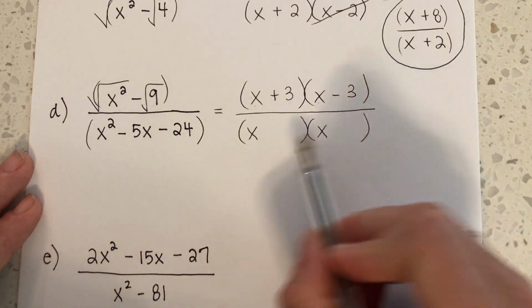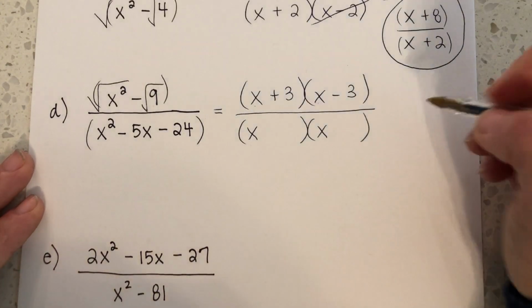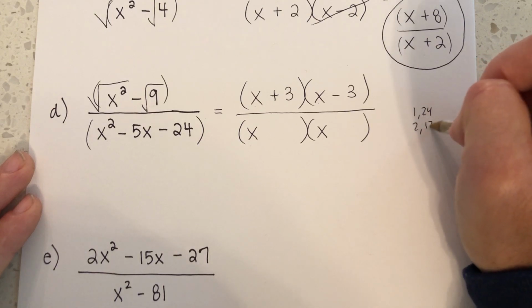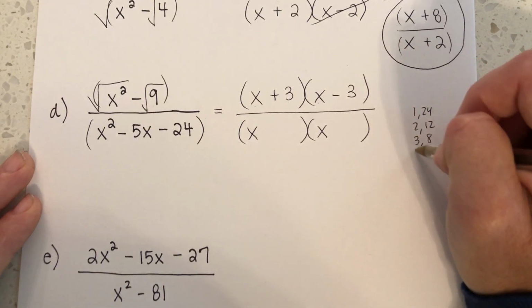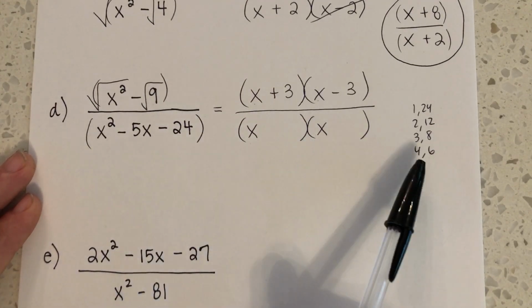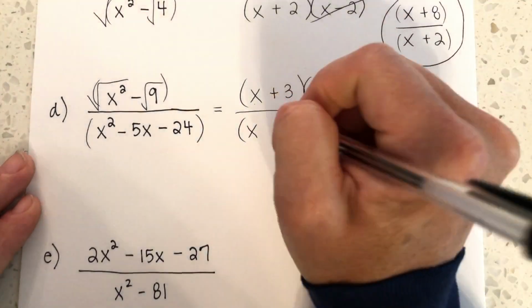Well, guys, give yourself some options. What numbers could you put here? What numbers do you know multiply to 24? 1 and 24, 2 and 12, 3 and 8, 4 and 6. Which one of these numbers could get you that 5? Only the 3 and the 8. So let's see what we got.